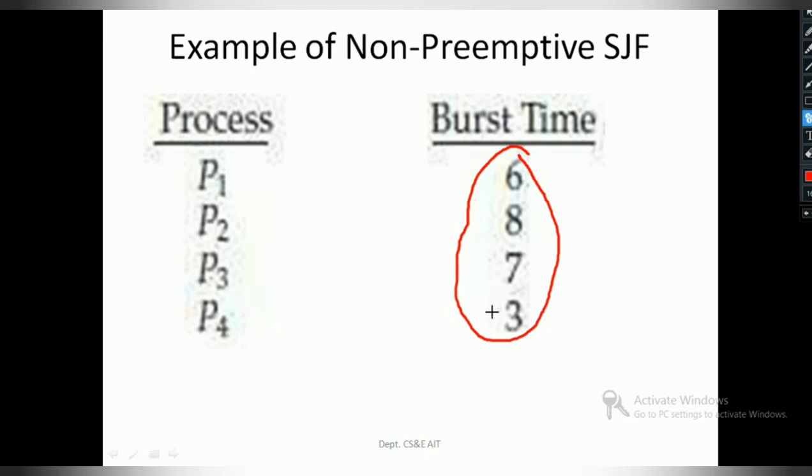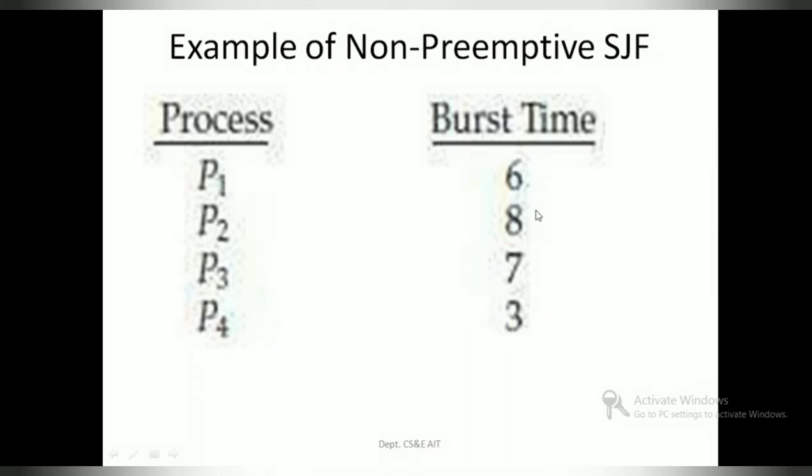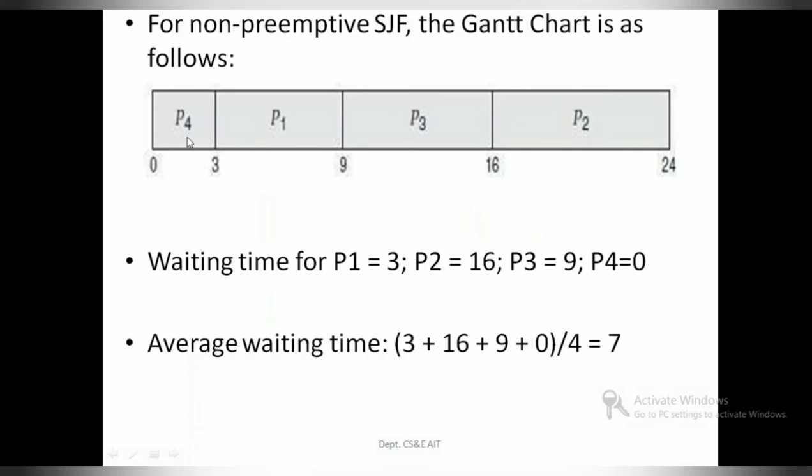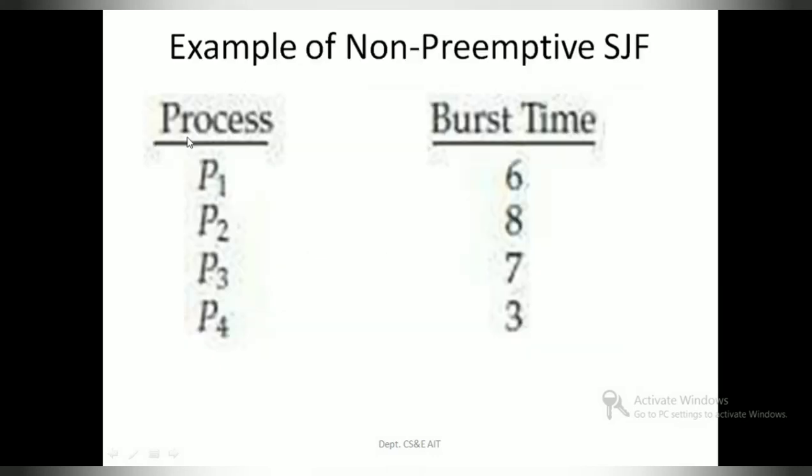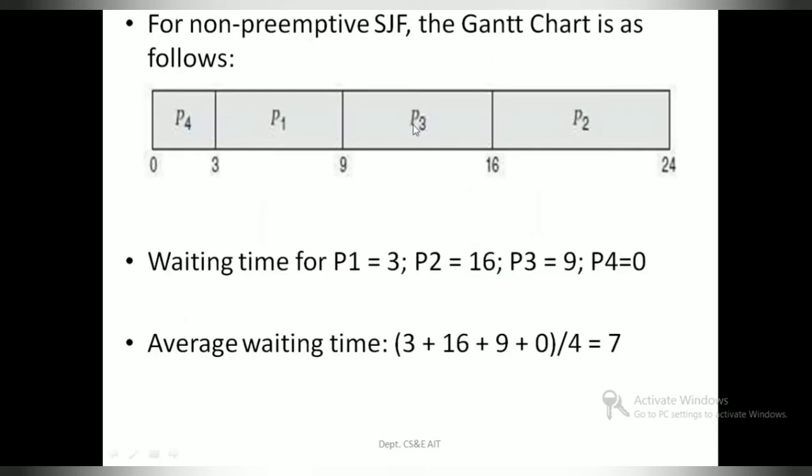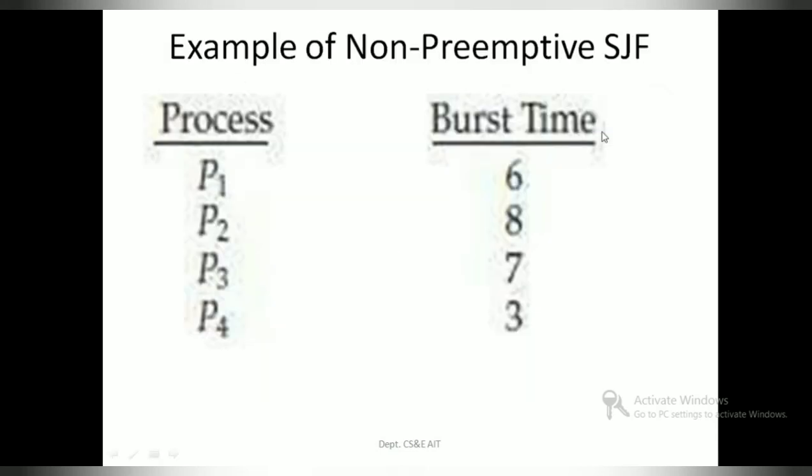So my first process would be P4, my second process would be P1, my third process would be P3 and my fourth process would be P2. So I shall be reordering it in this fashion and I shall be doing my Gantt chart. You can see the same here. So I have process P4, P1, P3 and finally P2.